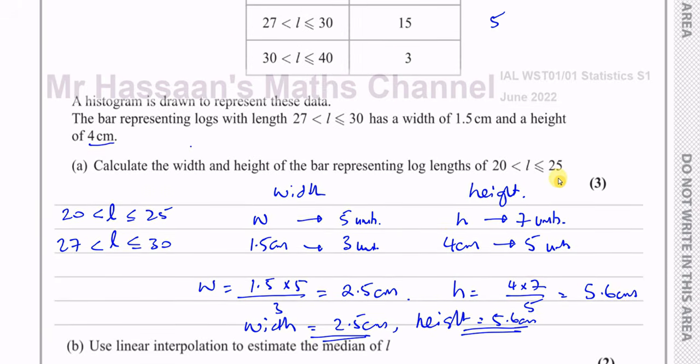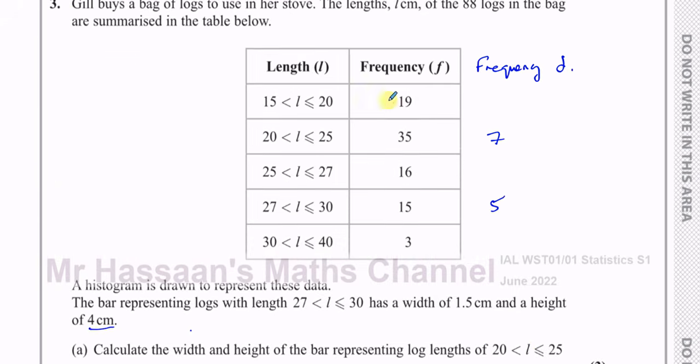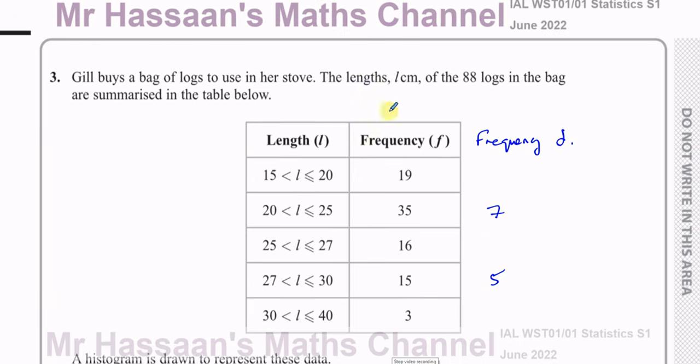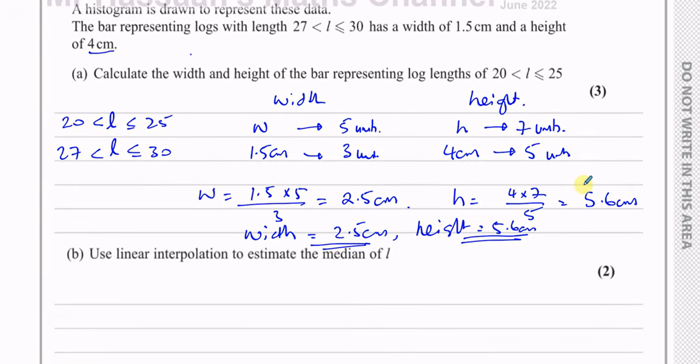Then part B says use linear interpolation to estimate the median of L, the median length of this. So the median length is the middle value when they are arranged in order of size. Now we see that there are 88 logs in this set of data, but it's grouped data. So whenever we have grouped data, we want to find the median, which is Q2.